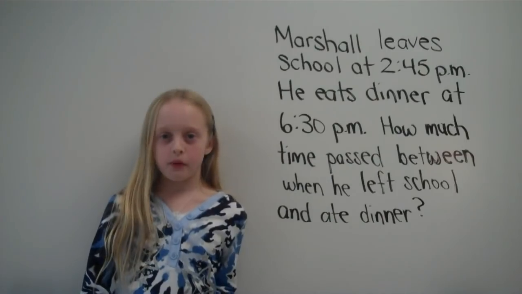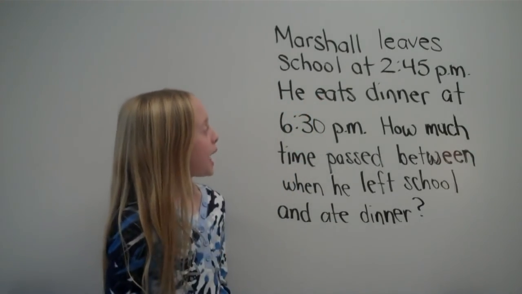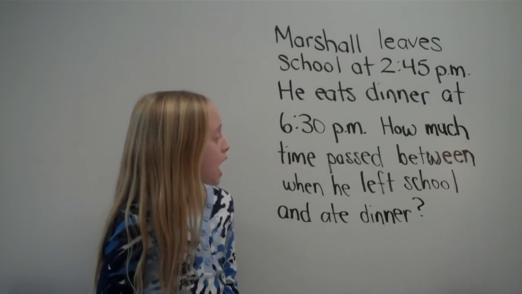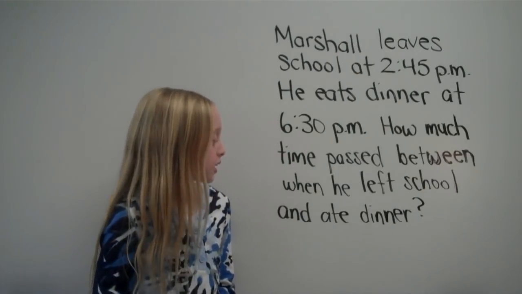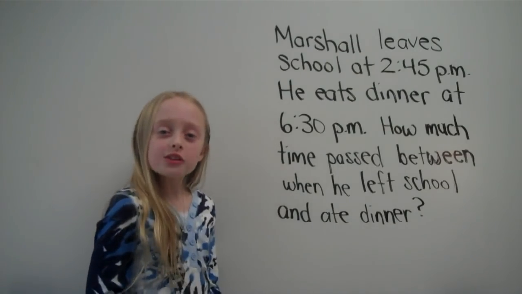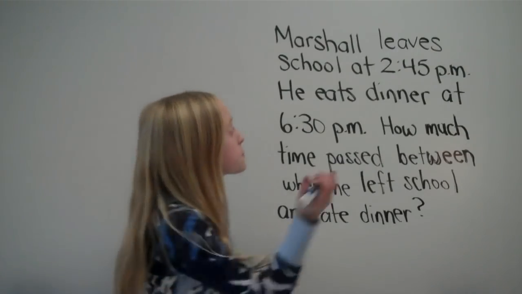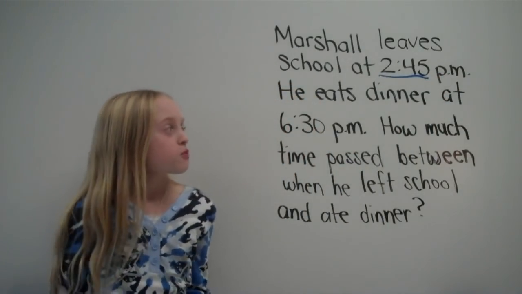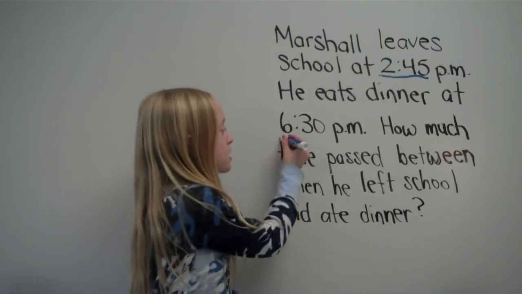Here's an elapsed time problem. Marshall leaves school at 2:45 p.m. He eats dinner at 6:30 p.m. How much time passed between when he left school and he ate dinner? Well, first we have to find out what time he leaves school, which is 2:45 p.m. And then we have to find the stopping time, which is 6:30 p.m.